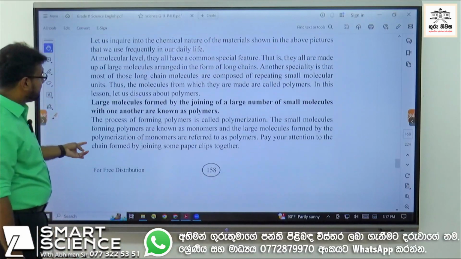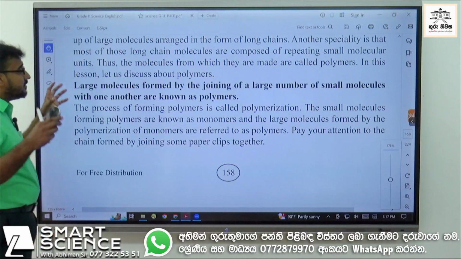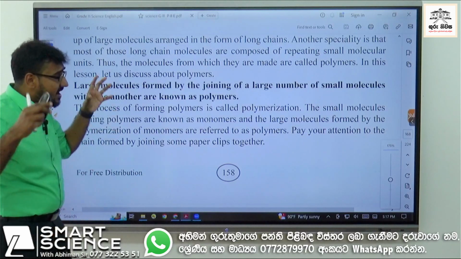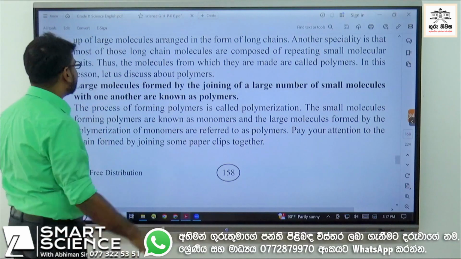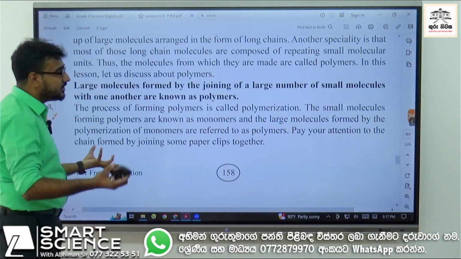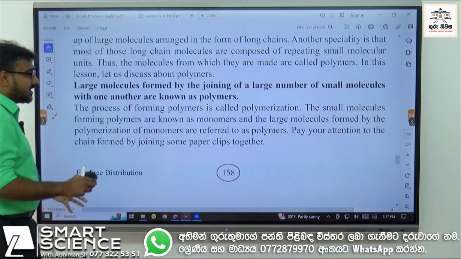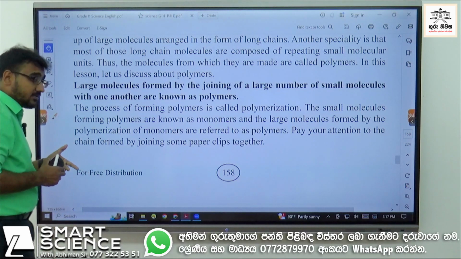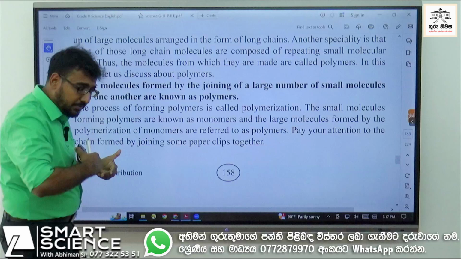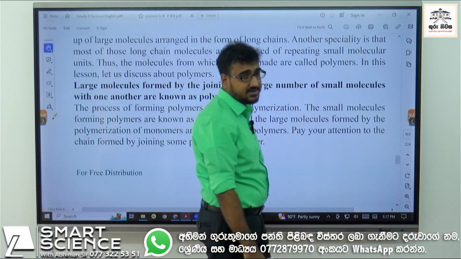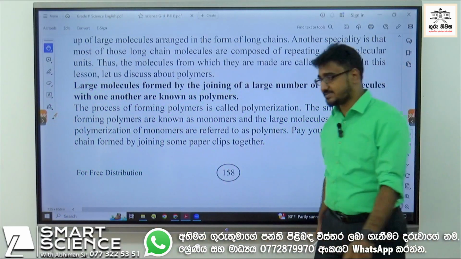Polymers: remember this. Large molecules formed by joining a large number of small molecules with one another. Same molecules. This is known as polymers. We call it a repeated unit because it repeats the same structure so many times. So these are known as polymers.